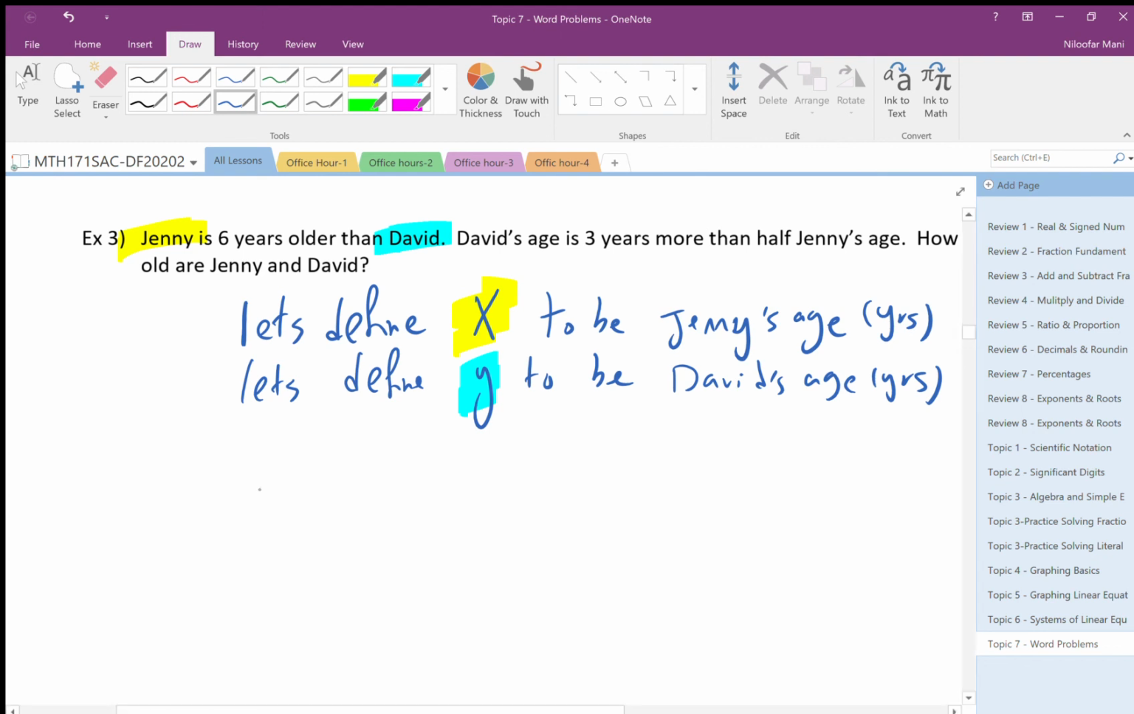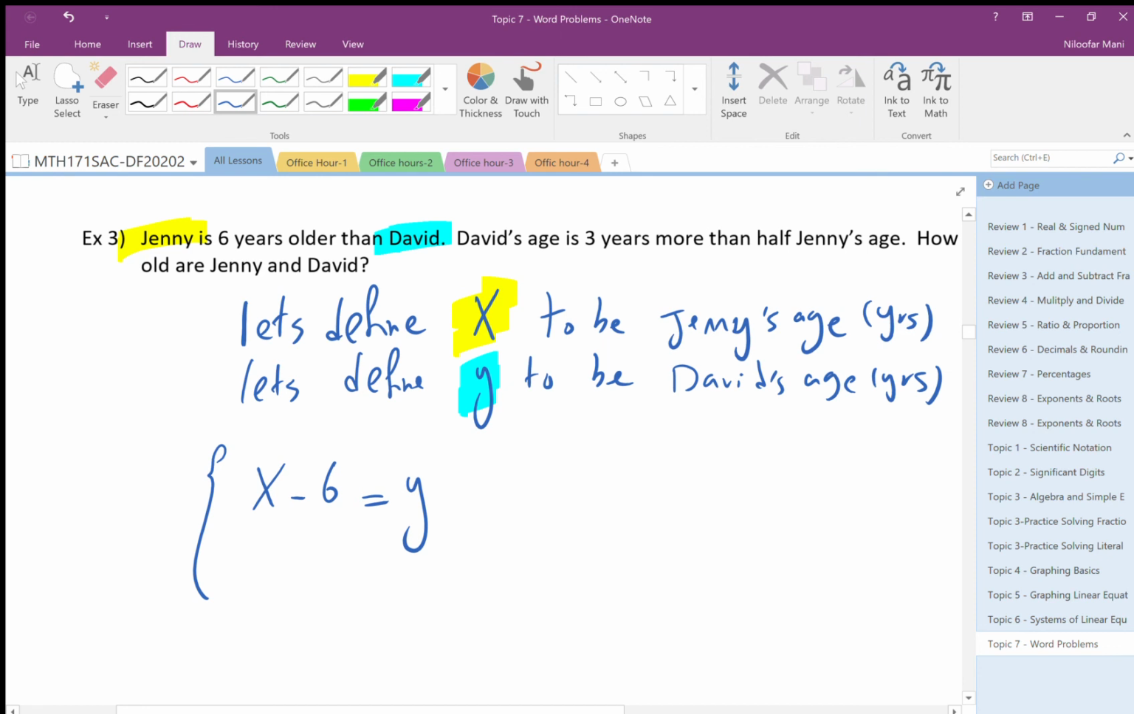Jenny is 6 years older than David, so X minus 6 is Y. Here I have two numbers that I'm looking for. I need two equations, otherwise I cannot find them. If I have just one equation, I have an infinite number of solutions, so it doesn't make any sense. When I want to solve, I need two equations for two unknowns.